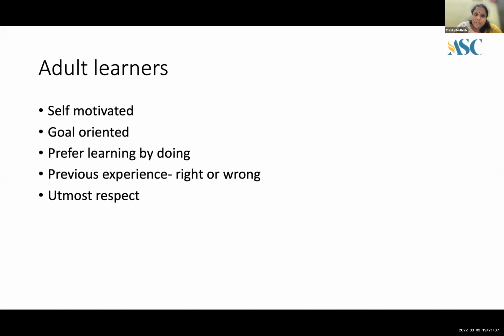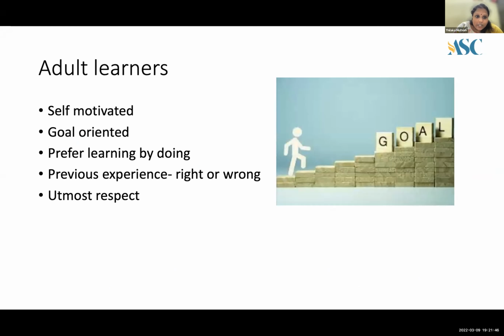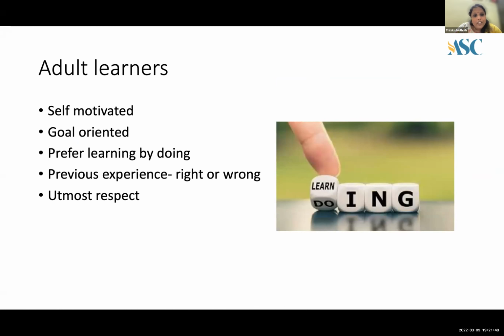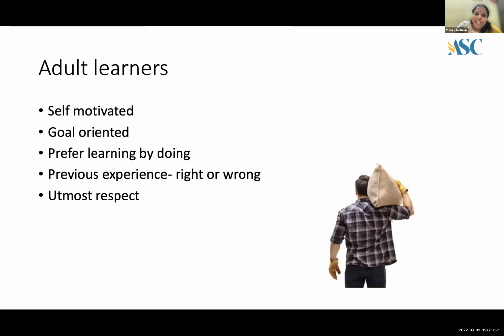What all of us have to first understand and agree on is that we are all dealing with adult learners. Adult learners are self-motivated and goal-oriented people. They always prefer to learn by doing instead of by listening to lectures or talking to people. And the most important thing is that all adult learners come with some kind of previous experience, whether it is right or wrong. So when we are dealing with them, we have to ensure that we are treating them with utmost respect, and respect for their experience.